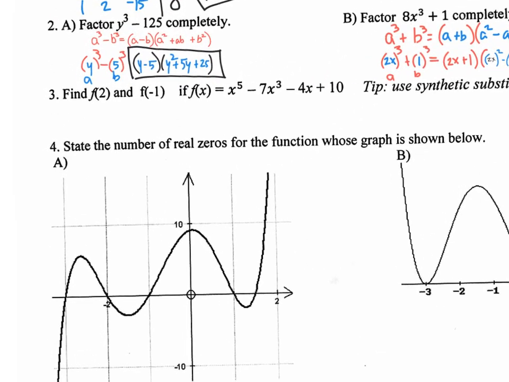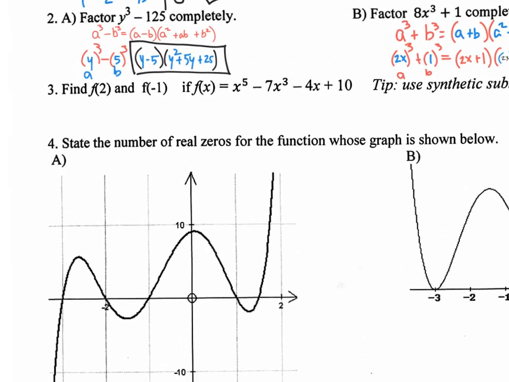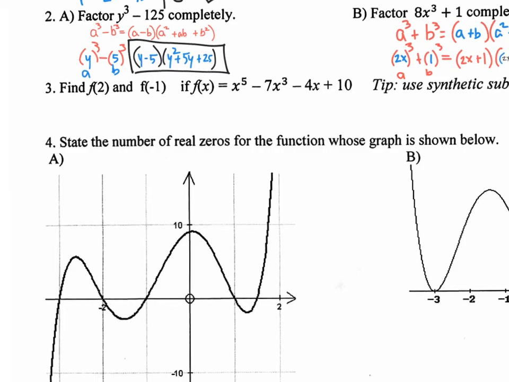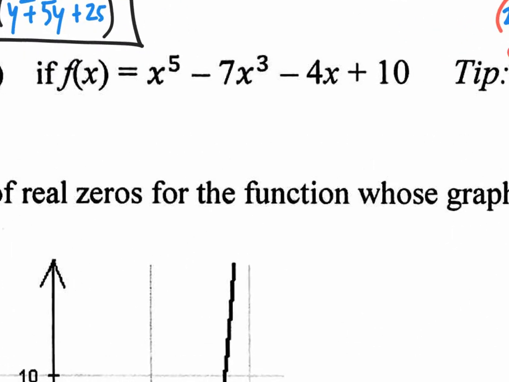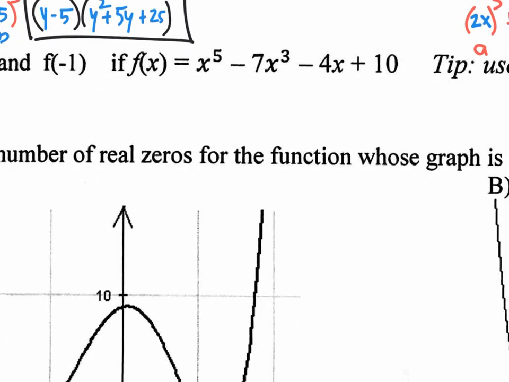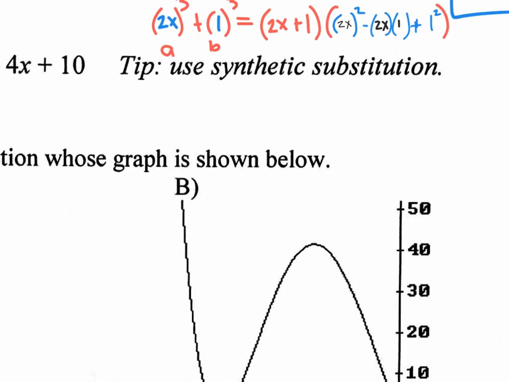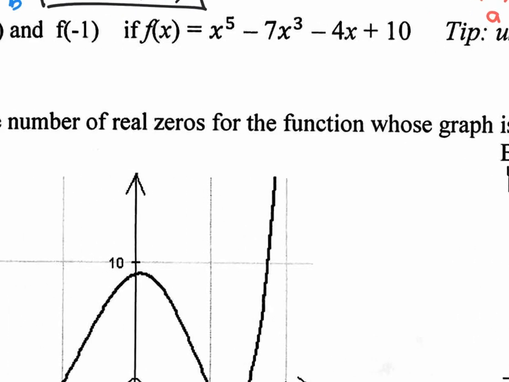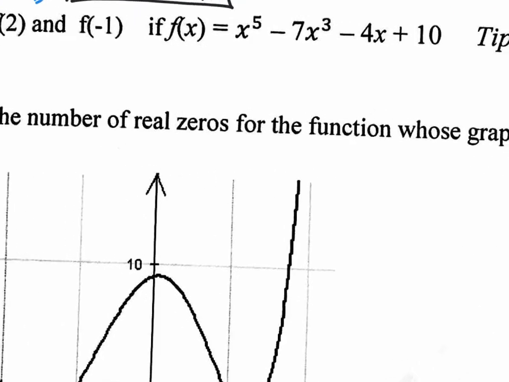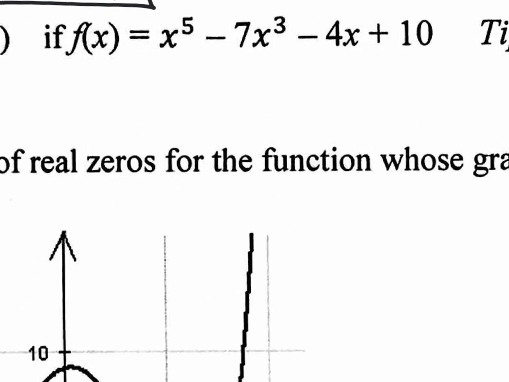It says, find f of 2 and f of negative 1 if that's your function. So one option is to plug it in and work it all out, but it says tip, use synthetic substitution. Well, that's pretty easy. All you got to do for synthetic substitution is to write down all of the coefficients of your standard form polynomial. So in front we have a 1. So we have a 1 right there.